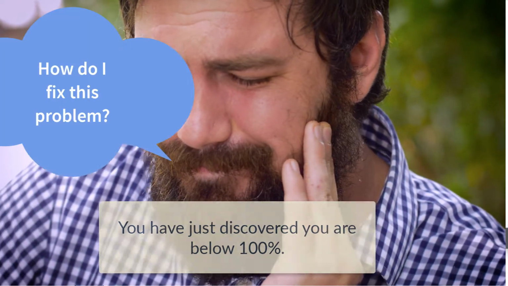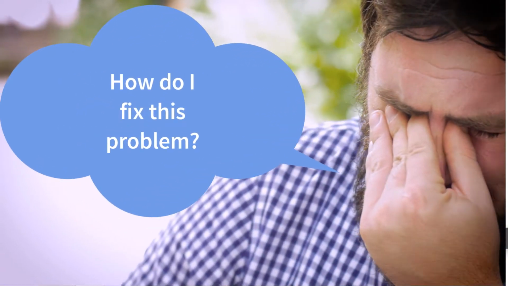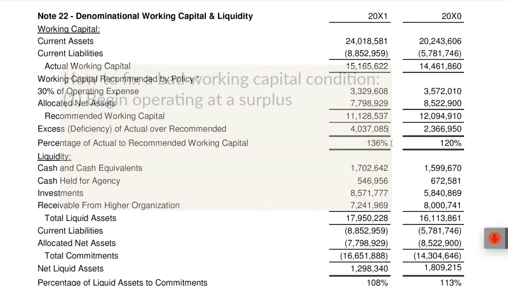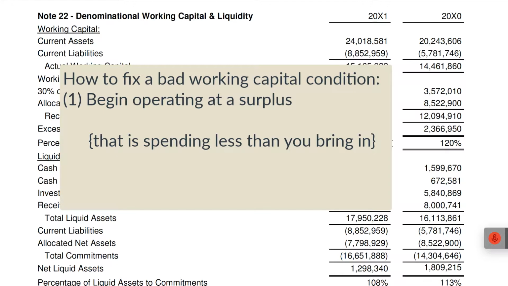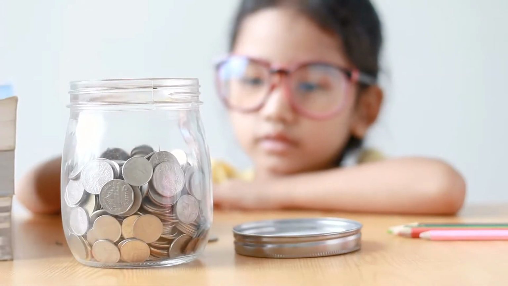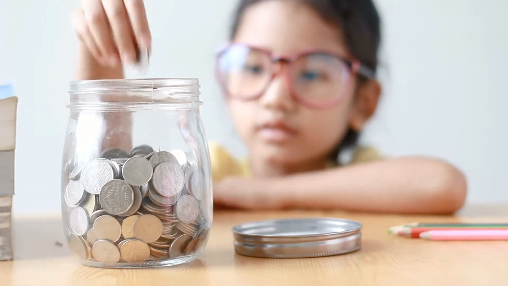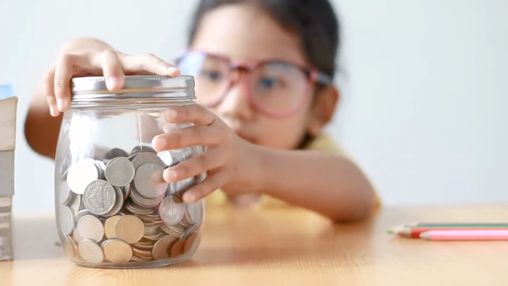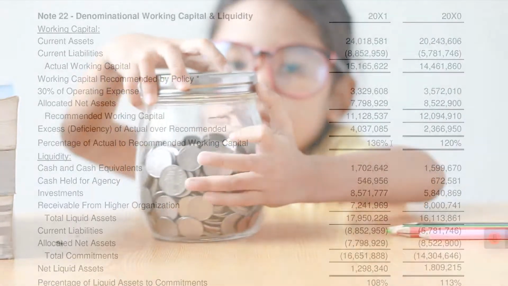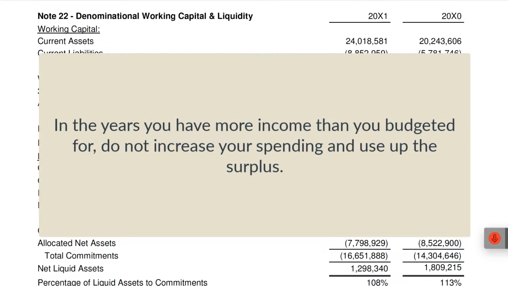Now, how can you start fixing this problem? Well, first off, you've got to start operating at a surplus. That's the way you build your working capital. Just like in your family, you bring in more than you're spending. So in the years in which you budget and you have a bonus year and you bring in more than you budgeted, then you don't change the budget and spend the surplus. You take that money and build up your working capital with it.